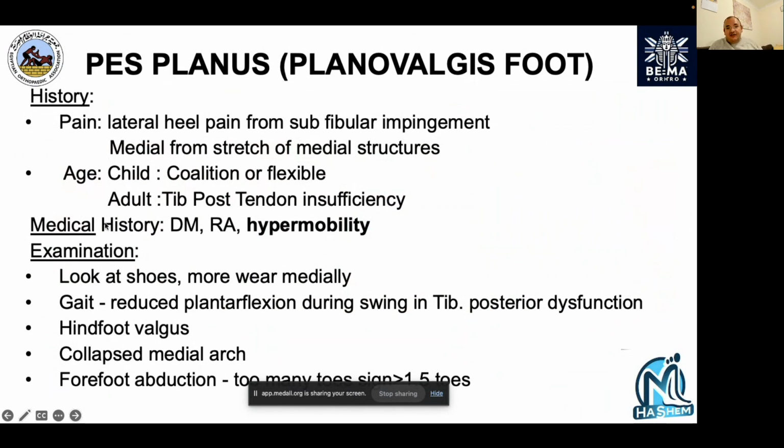Then on examination, you definitely have to have a look at the shoes. You will see that the medial side of the shoes is worn more than the lateral side because the patient is walking in valgus and loading the medial side of the foot more than the lateral. You have to look at the gait, and easily you can spot that, because what is doing the plantar flexion and inversion is the tibialis posterior, if the tibialis posterior is weak, you will find that this patient has reduced plantar flexion during swing phase. You will see that the patient has a hindfoot valgus and again a collapsed medial arch and a forefoot abduction, which you spot from the back while looking at the patient from behind as a too-many-toes sign, which means 1.5 toes are seen from behind.